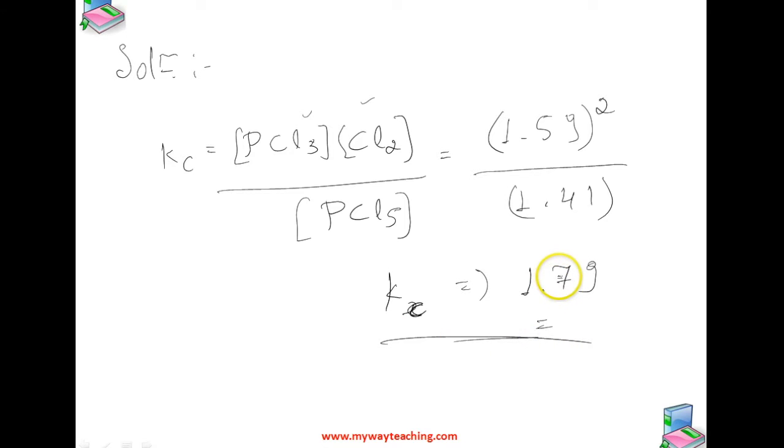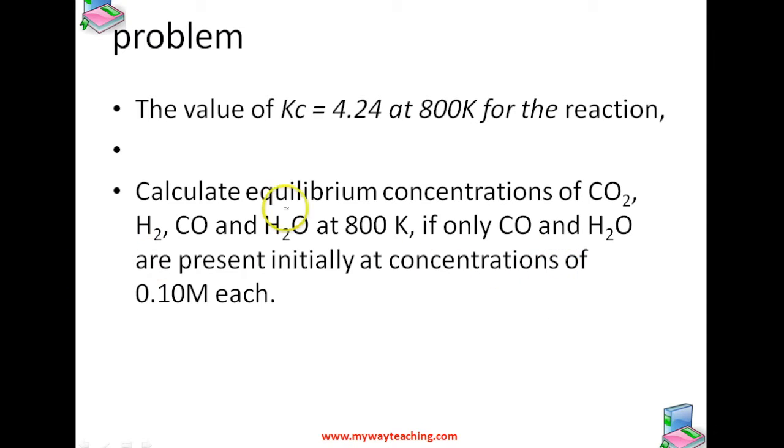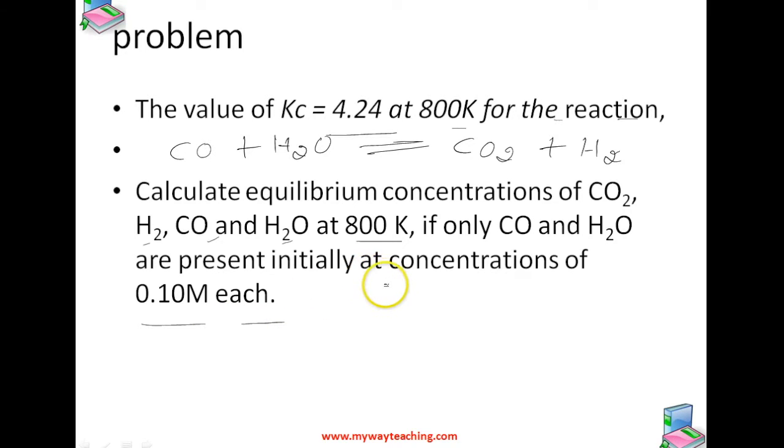Okay, next problem. The value of Kc is 4.24 at 800 Kelvin for the reaction. I will write carbon monoxide plus H2O gives carbon dioxide plus dihydrogen. Calculate the equilibrium concentrations of carbon dioxide, H2, carbon monoxide and water at 800 Kelvin if only carbon monoxide and H2O are present initially at a concentration of 0.10 mole each.